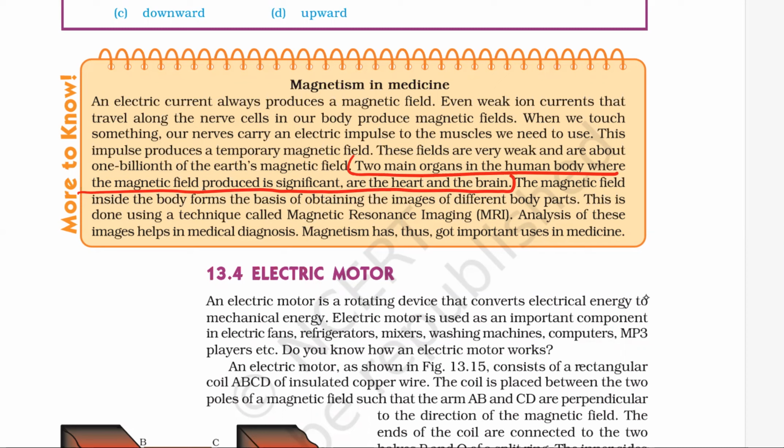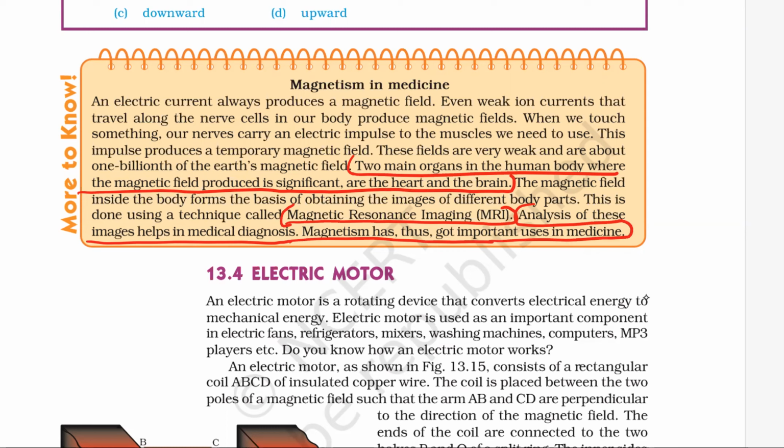The magnetic field inside the body forms the basis of obtaining the image of body parts. So actually this magnetic field is used in medicine. One test is there, magnetic resonance imaging. It is based on this magnetic field of our body. By this MRI we can obtain the internal images of our body. Analysis of these images helps in medical diagnosis. Diagnosis means finding the disease, and magnetism has thus got an important use in medicine.